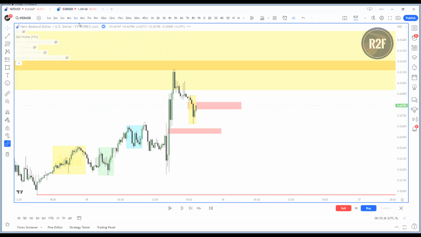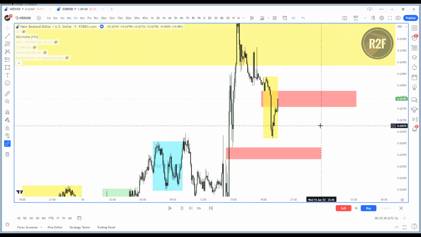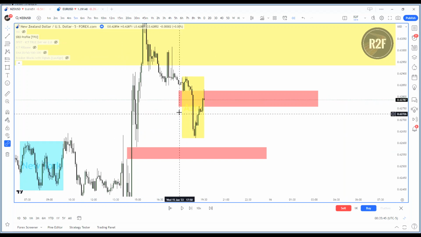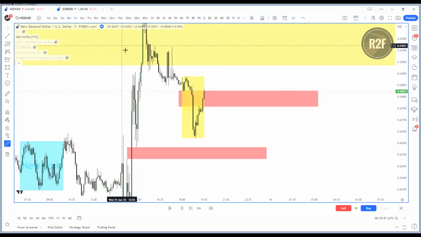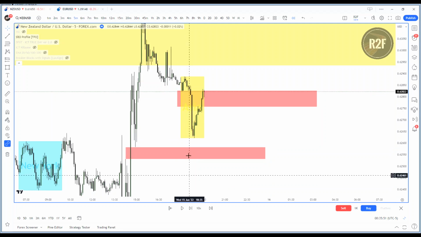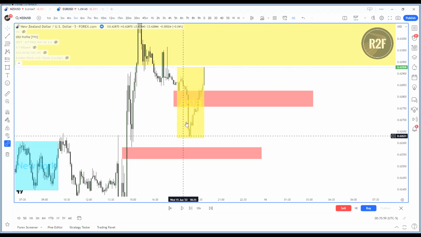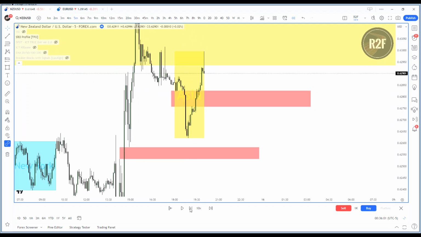Let's go down to the 5-minute. New candle. Came down, went back up. Came down, went back up. Down, into this gap here. Okay, it's continuing up.